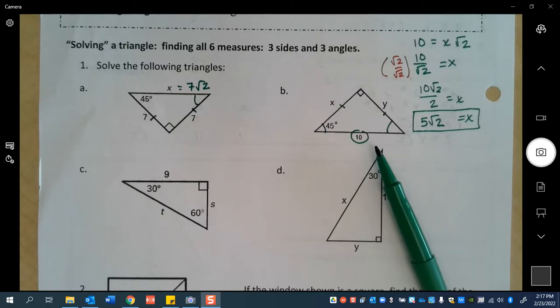Root 2 over root 2 is worth 1. Anything times 1 is itself, so I'm not changing the value of that number, but I am changing what's in the denominator. Root 2 times root 2 is 2. 10 roots of 2 over 2 is not simplified because 10 and 2 are friendly numbers.